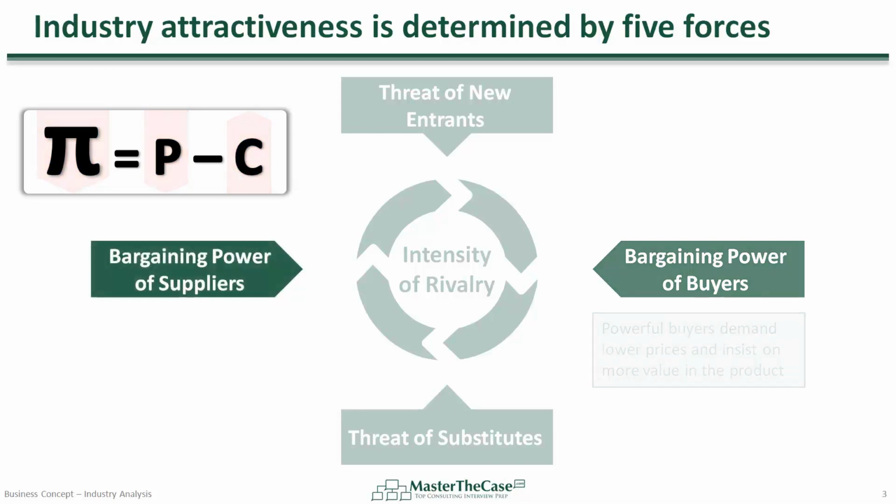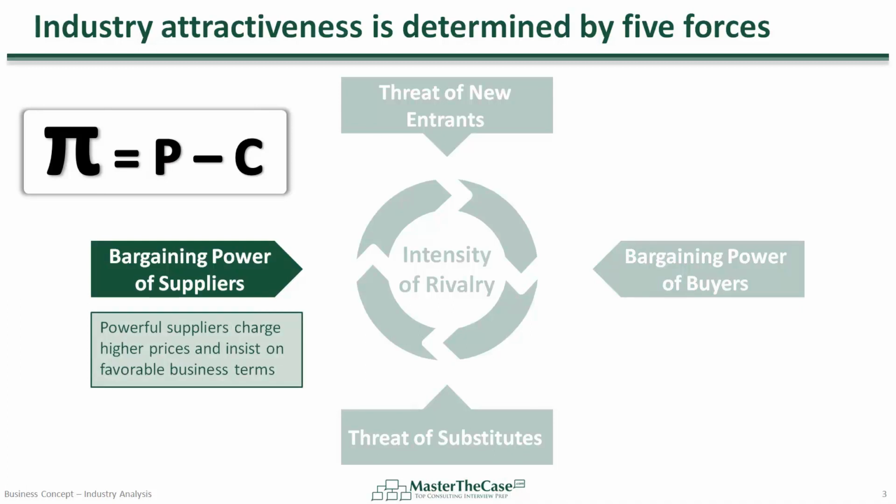Next, let's analyze the impact of the bargaining power of suppliers. Powerful suppliers charge higher prices and insist on favorable business terms. So, while price is unaffected in this case, cost does increase, leading to profit erosion.